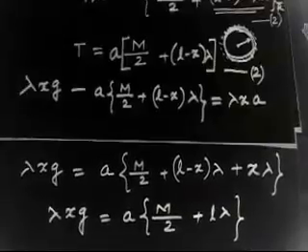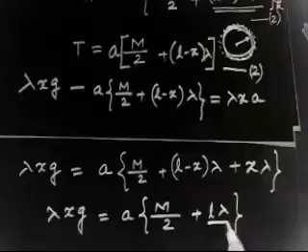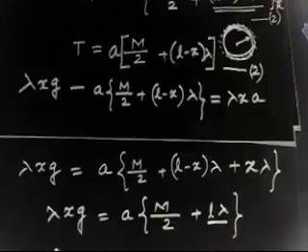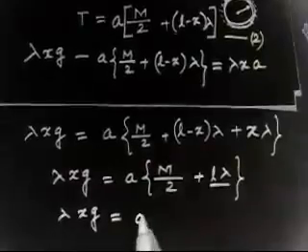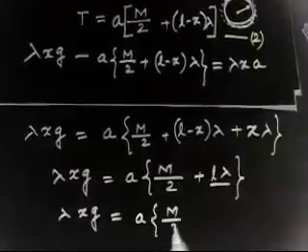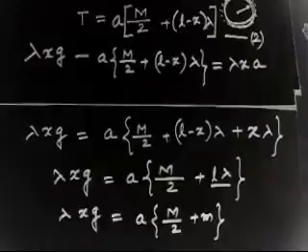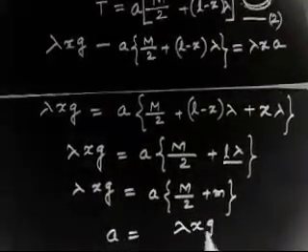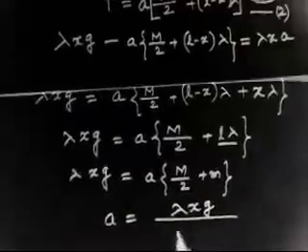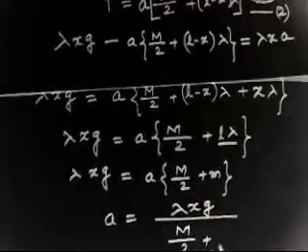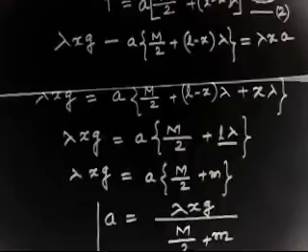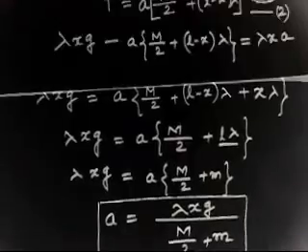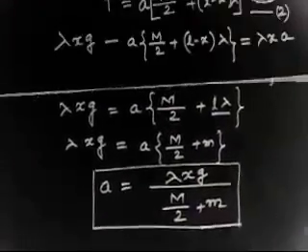And L lambda is nothing but the total mass of the cord, that is m. So this is simply lambda x g is equal to a times (m by 2 plus m). So what is the acceleration? The acceleration is lambda x g divided by (m by 2 plus m). So this is the acceleration we have in this case. And if you want alpha, you simply have to divide by r.